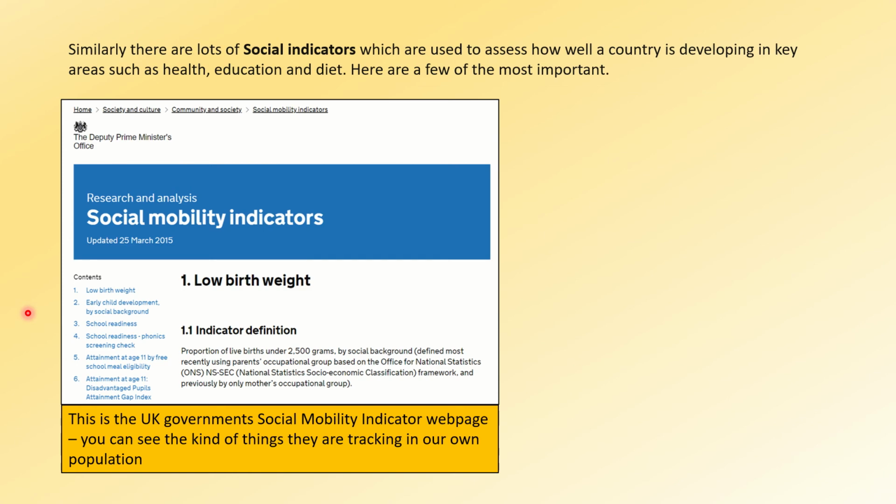To balance that, we have social indicators. And in the image on the screen, you can see what social indicators our government looks like. And if you Google that for yourself, you'll find that there's a fascinating webpage that shows all the social indicators that the UK government measures. And social indicators are used to assess the quality of our lives. Not just the economic strength of the country or the money in our pockets, but the quality of our lives. How is our health? How is our education? How is our diet?